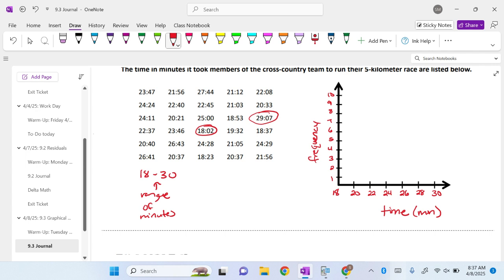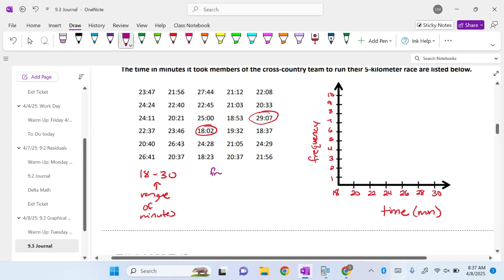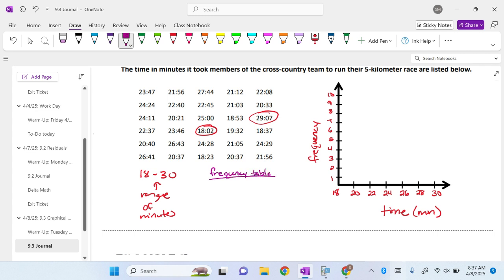Because what the histogram is going to look like when we're done is it'll look like a bar graph, but it's all going to be connected because we're saying that this many people have between these two times was this many people, and so on and so forth. So our frequency table would be something like this.